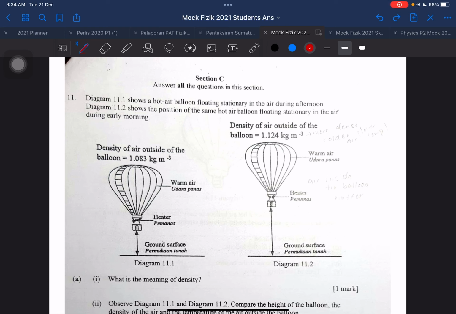So diagram 11.1 and also diagram 11.2 shows the same hot air balloon but during different time. You can see that the first diagram shows the hot air balloon floating stationary in the afternoon, and the second diagram, 11.2, shows the position of the same hot air balloon floating stationary in the early morning. So this is early morning. The first diagram is in the afternoon.